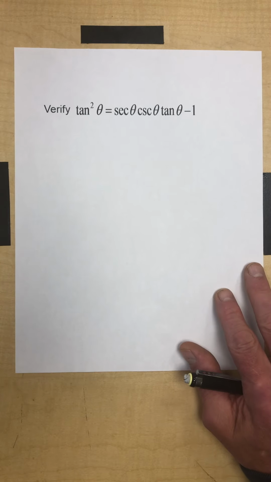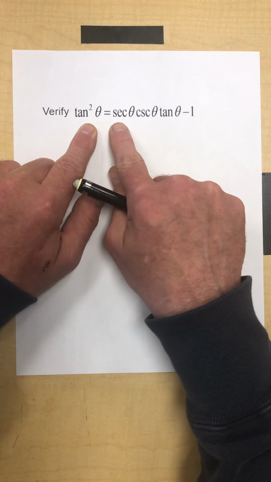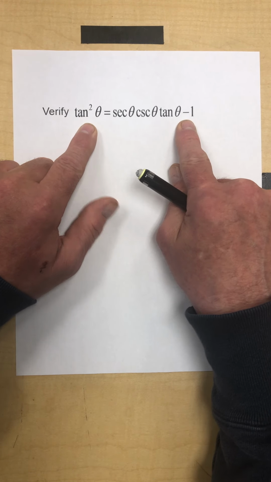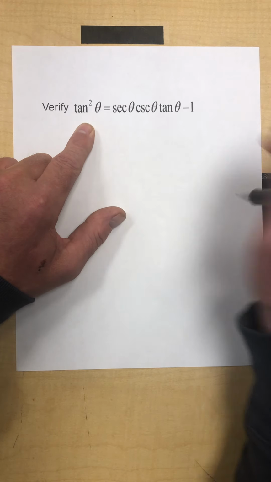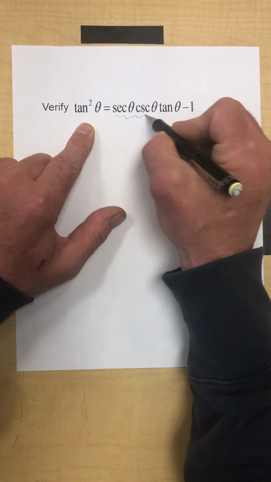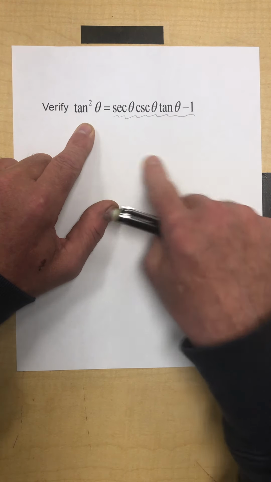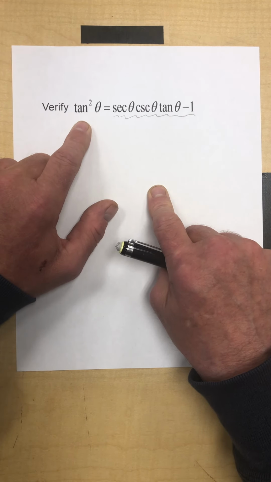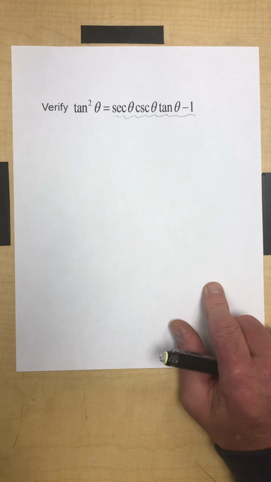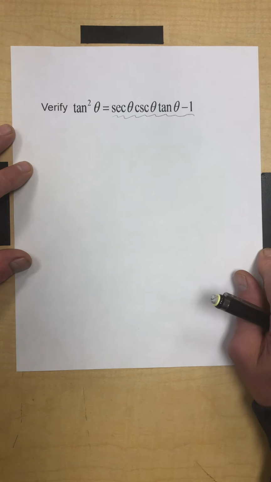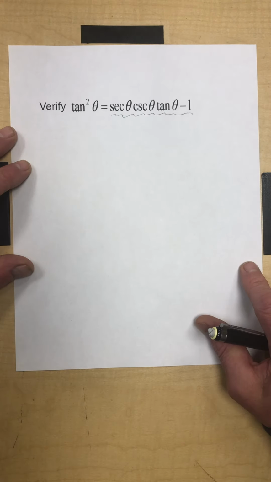So we have to verify this one: that tangent squared is the same as this expression. If we follow our general rule and start on the side that's busier, clearly the right-hand side is busier. So can I take this right-hand side and manipulate it and end up with tangent squared, to show that the right-hand side is equal to the left-hand side? Looking at this long string of things, I notice I don't have a GCF that I could factor out that would help me.